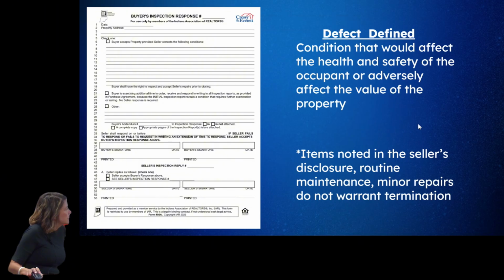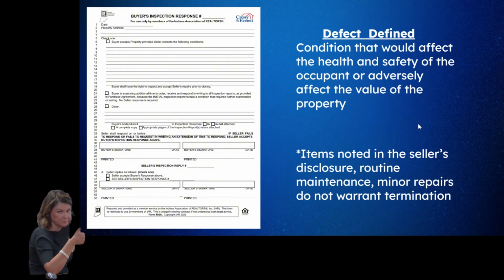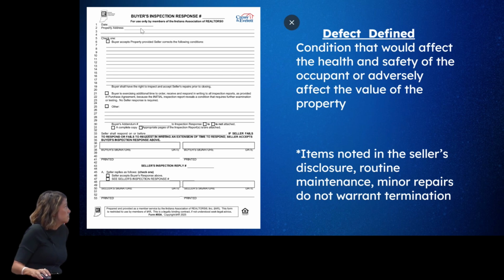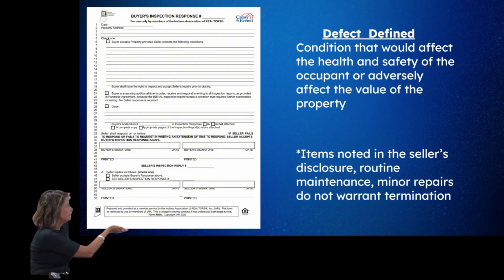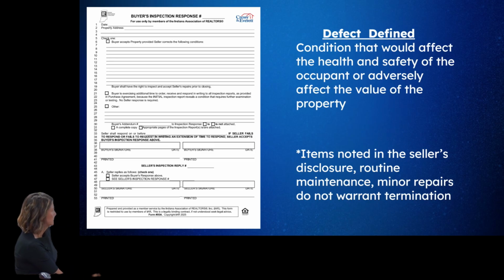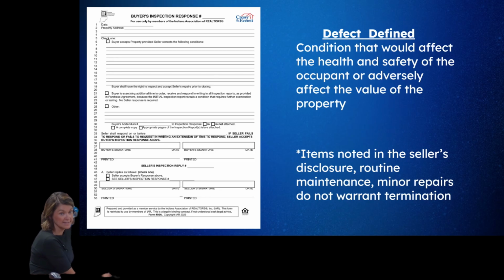All right, so then we get to a buyer's inspection response. We've done all of our inspections, and any additional inspections that we need. If you are exercising your right to your extra time, this is the form. You check the box which says buyer's exercising additional time to order, retrieve, or respond to written inspections, because the initial inspection report reveals a condition that requires further examination. No seller response is required. This is all you have to do. Sometimes I send an email, but make sure you have something in writing that states that you are using your extra time, either this form or an email.